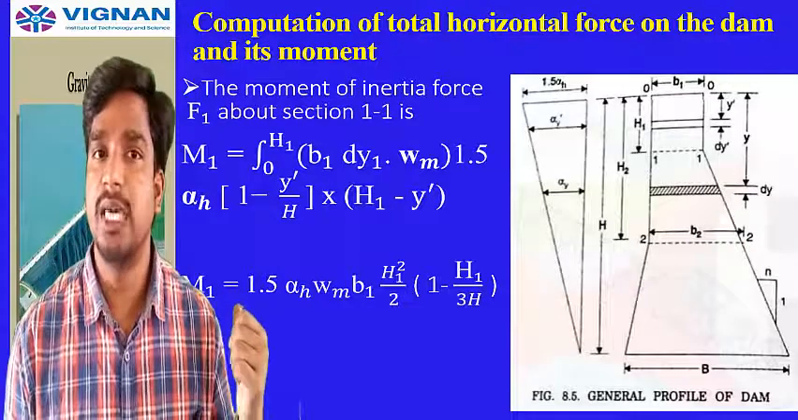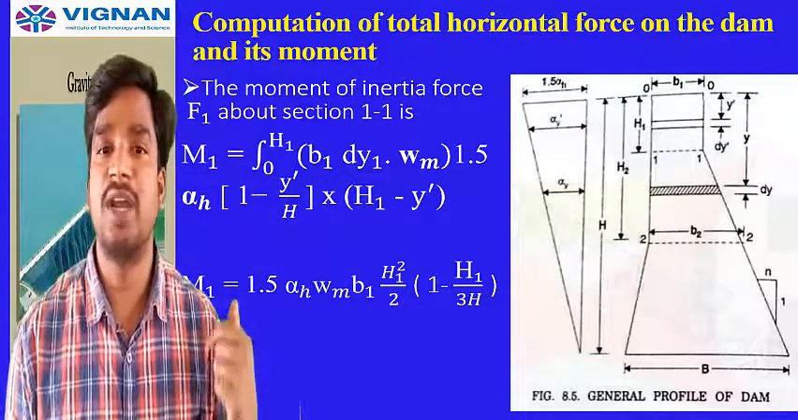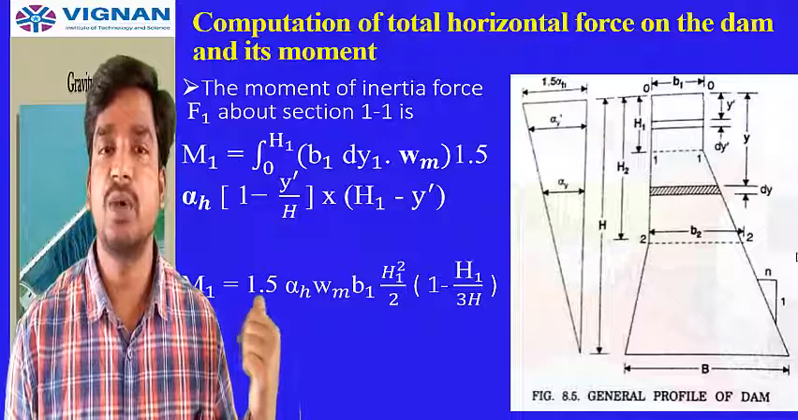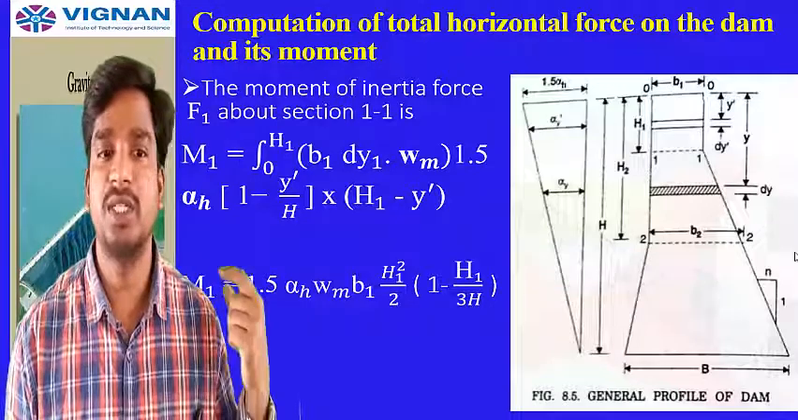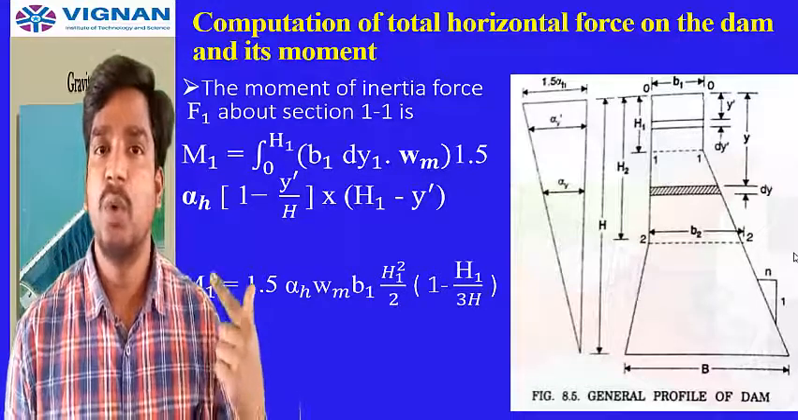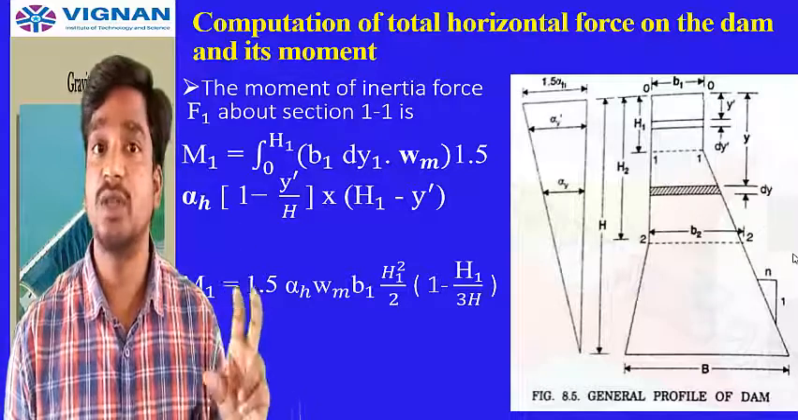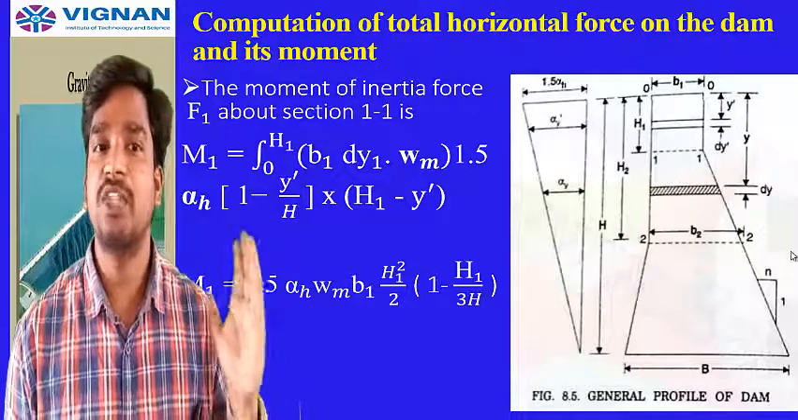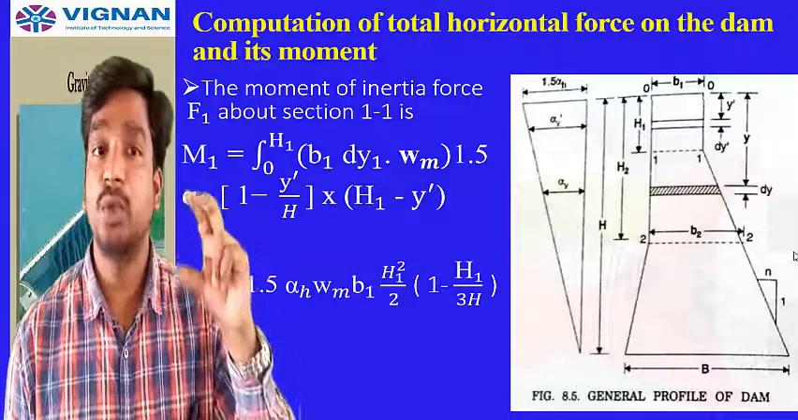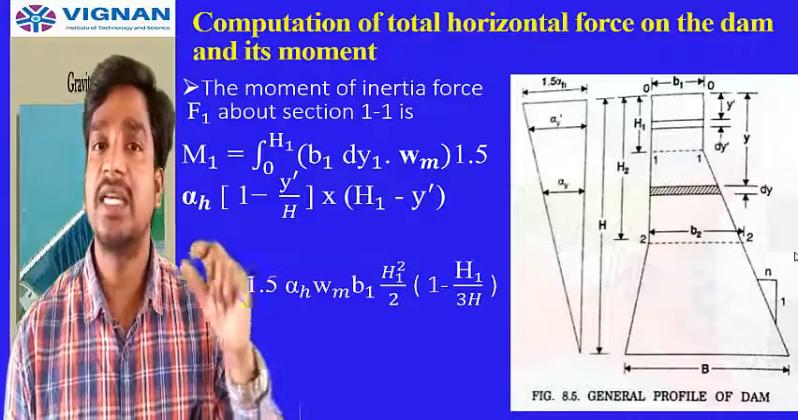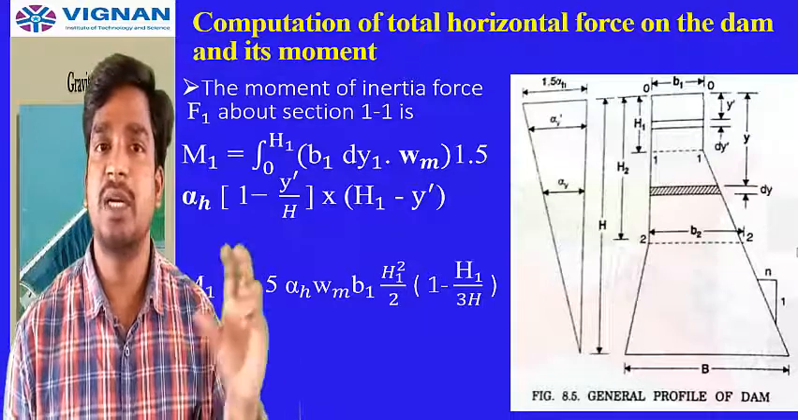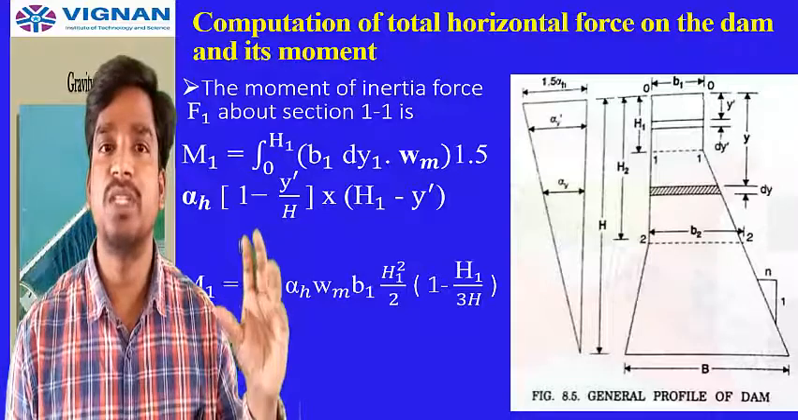Moment with respect to this F1 force, the moment about the section 1, 1 can be computed. Here you can see M1 is equal to the integration from 0 to H1, again for the same selected portion, B1 dy1 into Wm into 1.5 alpha h into 1 minus y dash by h. This is the force which is multiplied with the distance, that is h1 minus y dash. Here h1 is the height of the strip and h is the total height of the portion, and y dash is the selected elemental strip distance. Okay, so h1 minus y dash is the distance which is multiplied with the force F1 to get the moment about the section 1, 1.